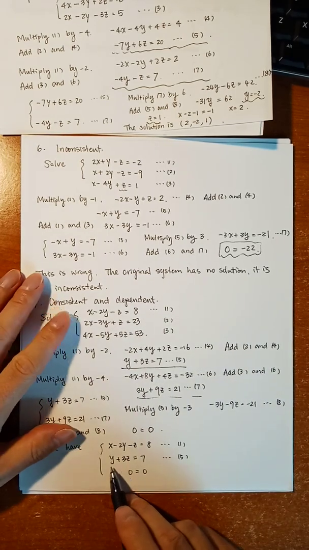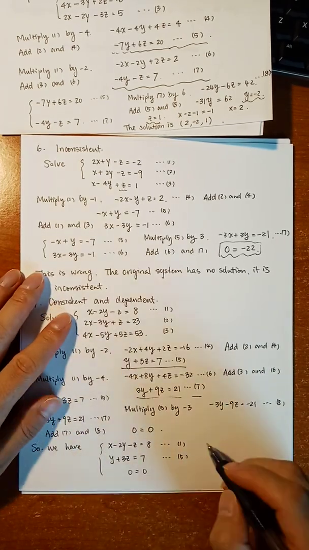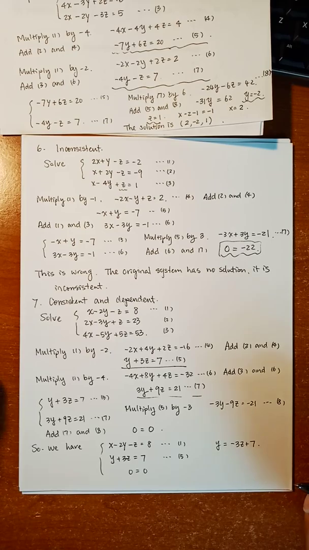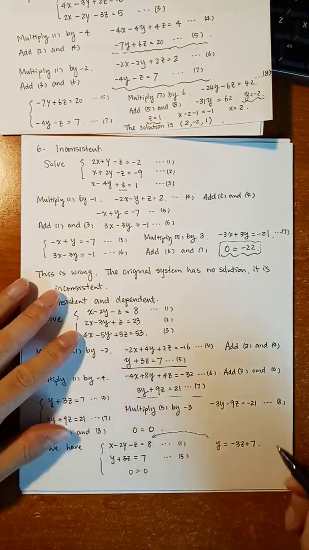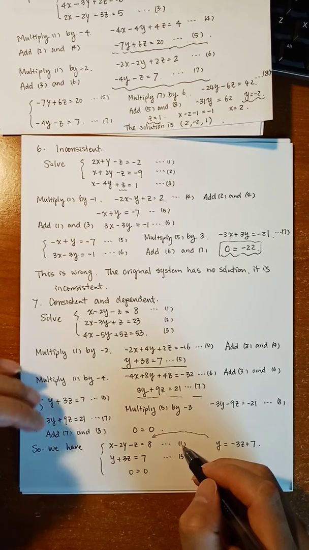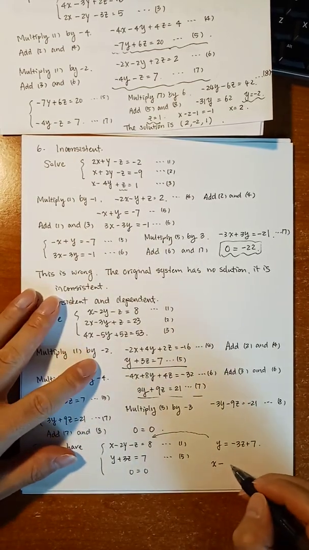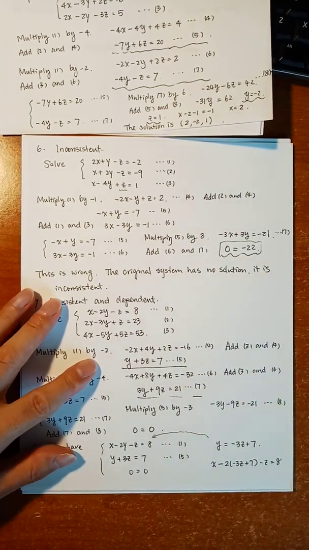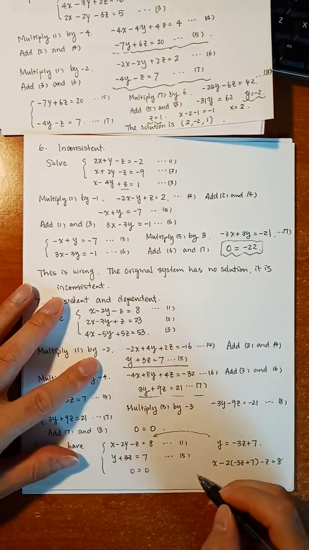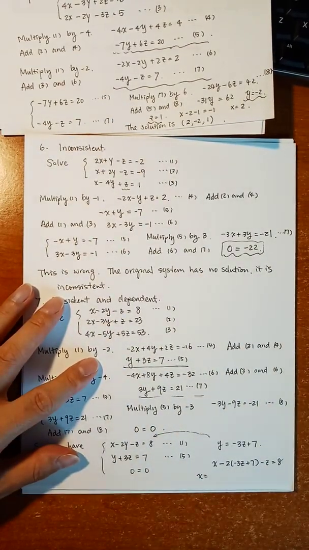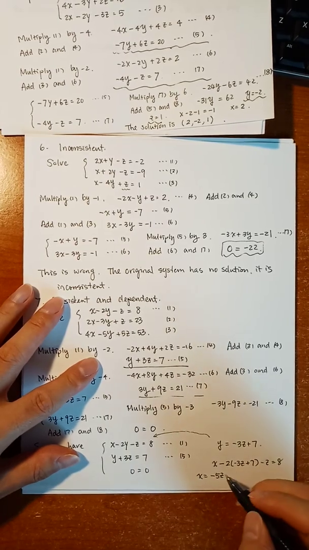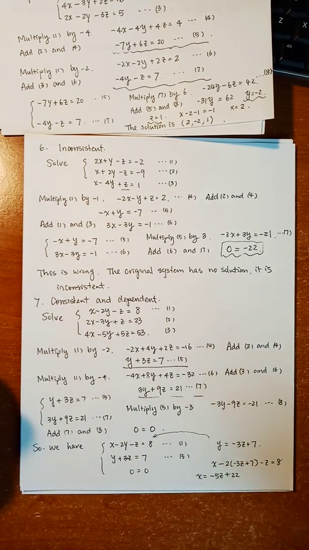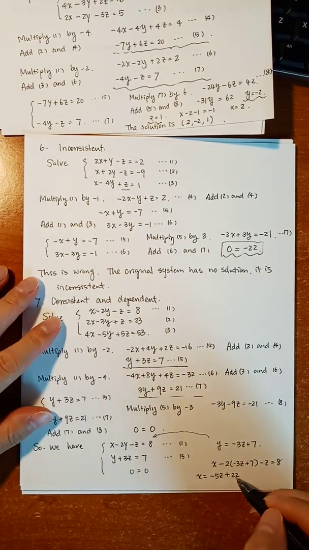Okay, and then from y plus 3z equal to 7, we can get y is equal to negative 3z plus 7. That's our substitution. And then you substitute this relation back to equation 1. You will get x minus 2 times negative 3z plus 7 minus z equal to 8. And then from here you solve it. You will get x is equal to negative 5z plus 22.